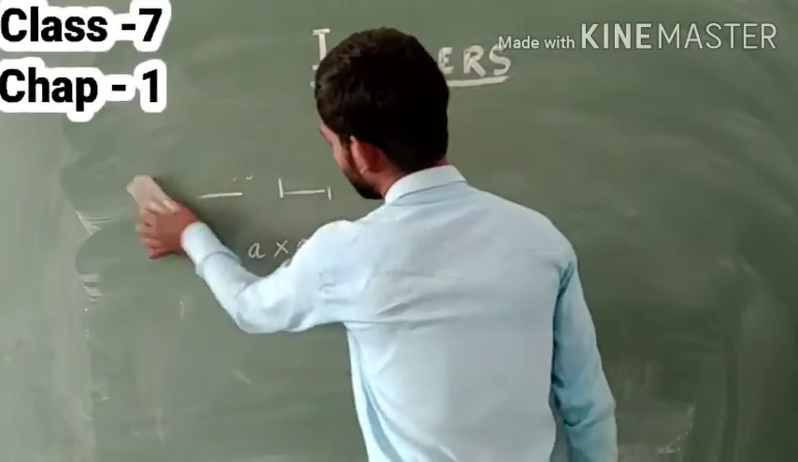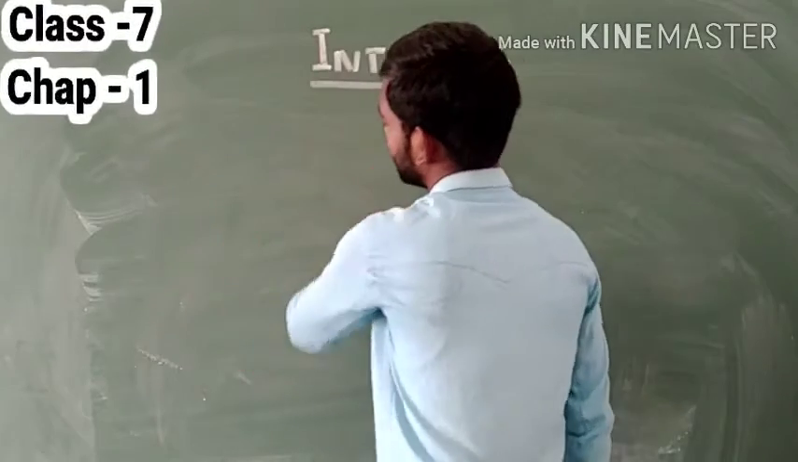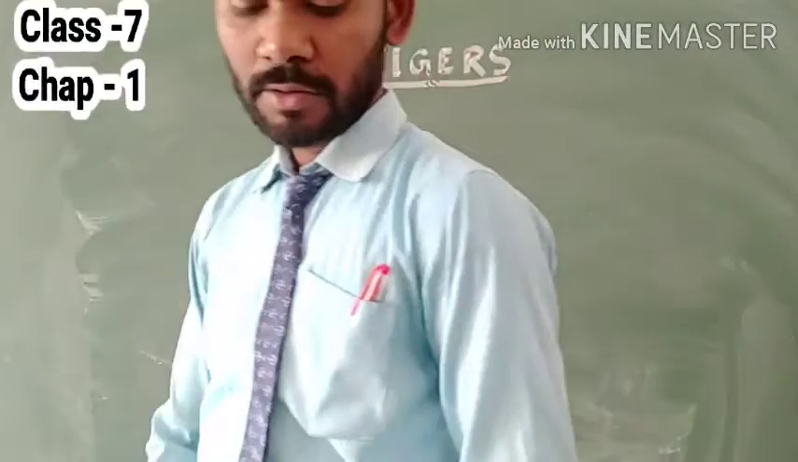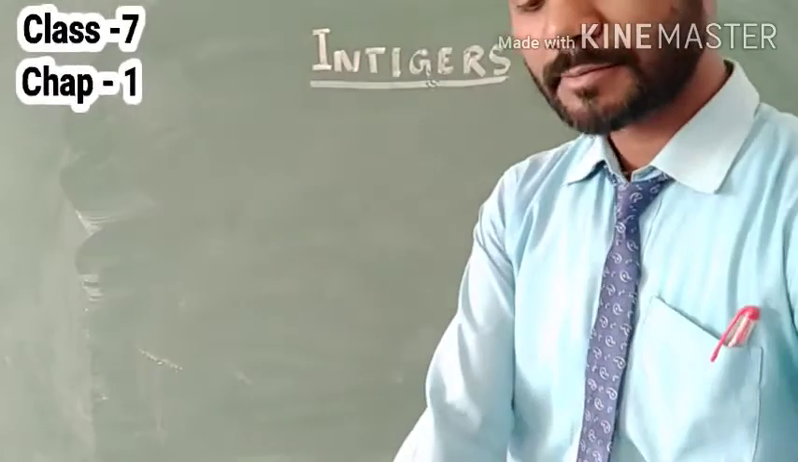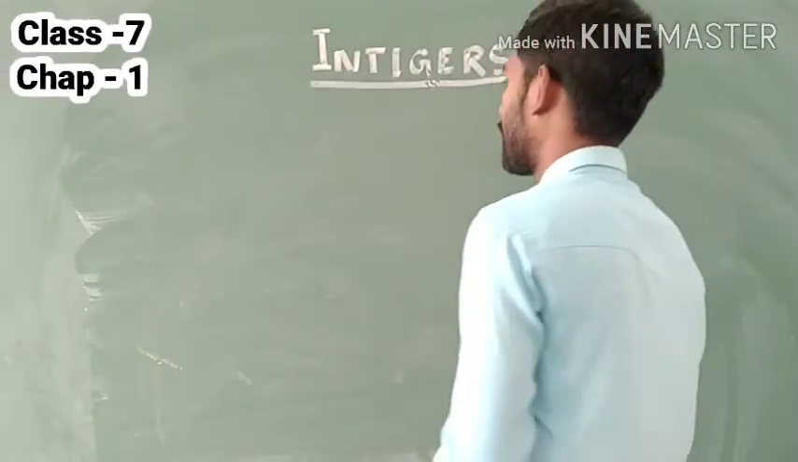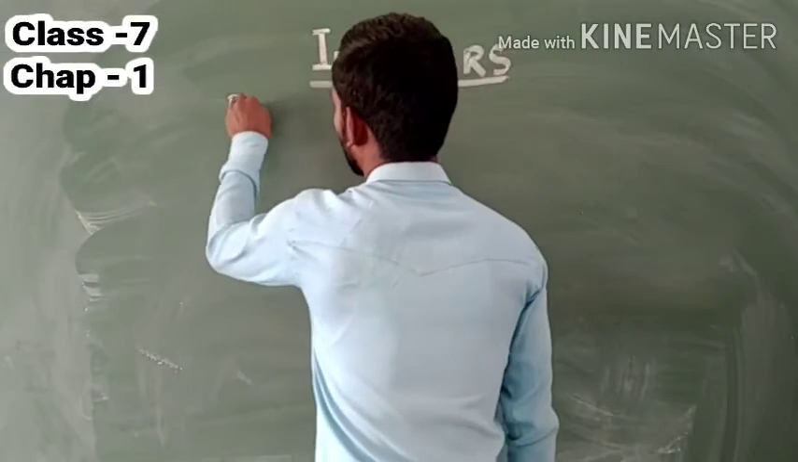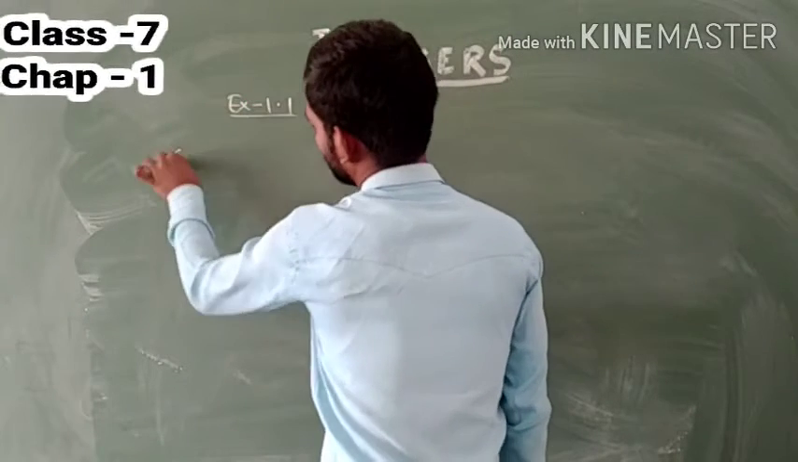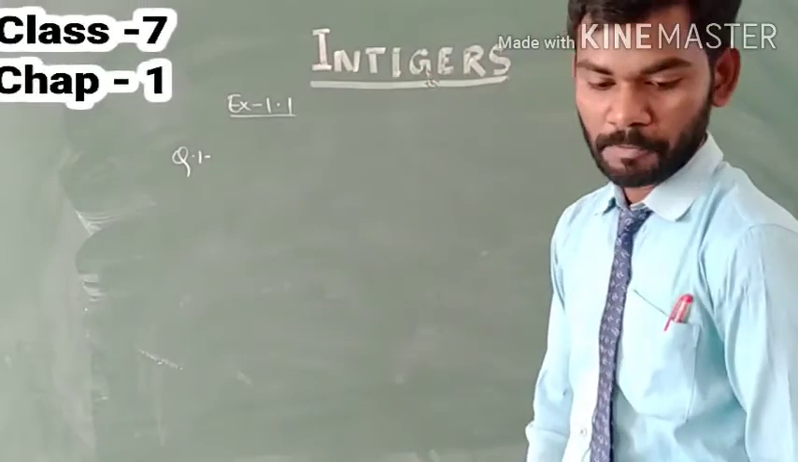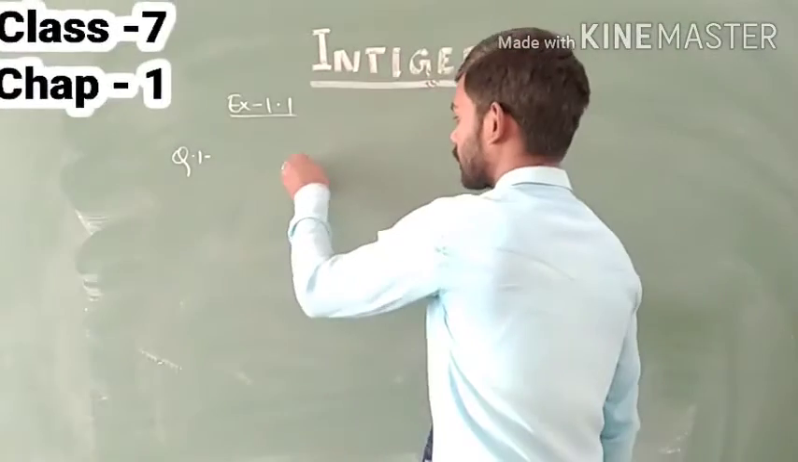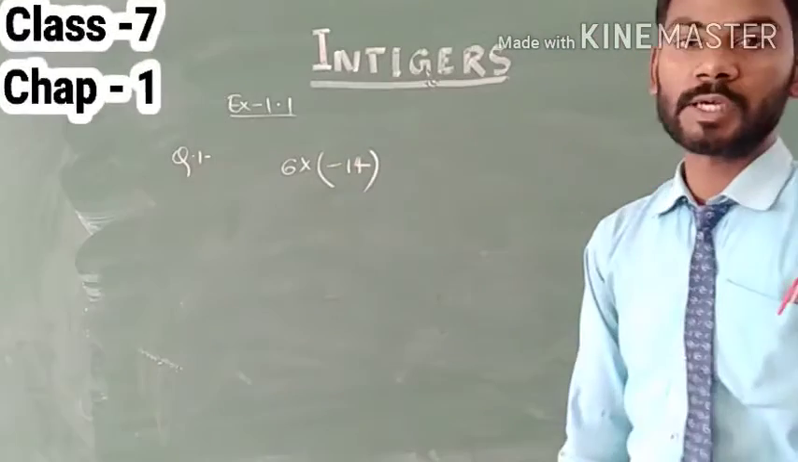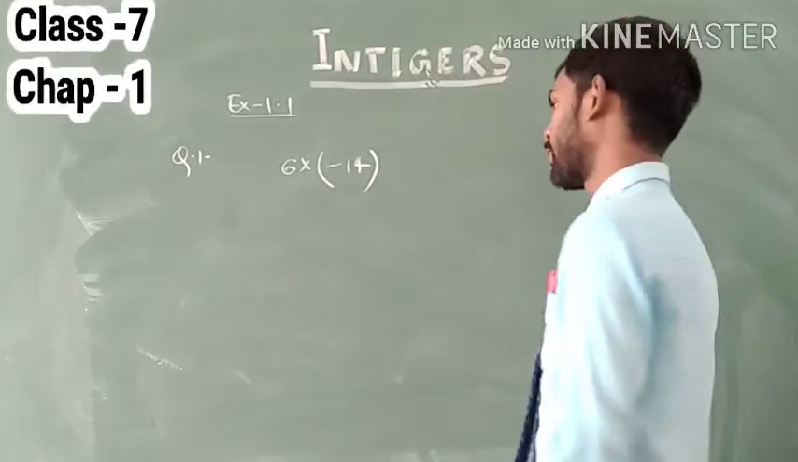Now let us see some questions based on these properties. The first question is of exercise 1.1. Question number 1 says find the product, and the first question is 6 multiplied by minus 14.